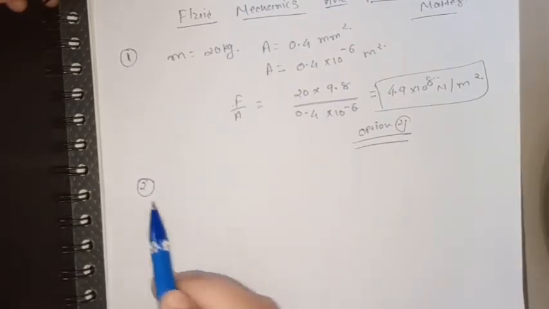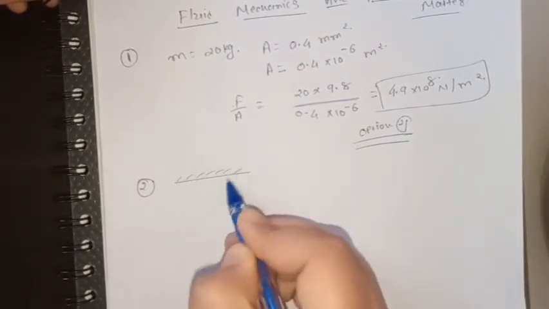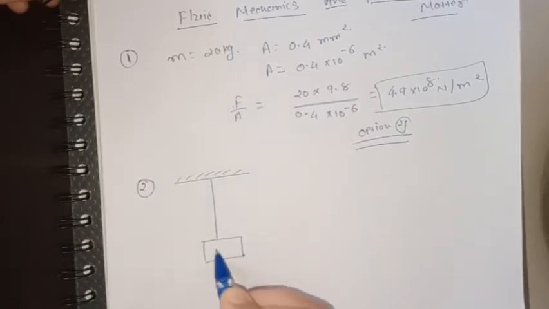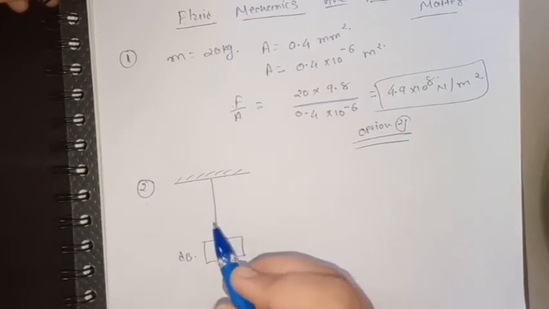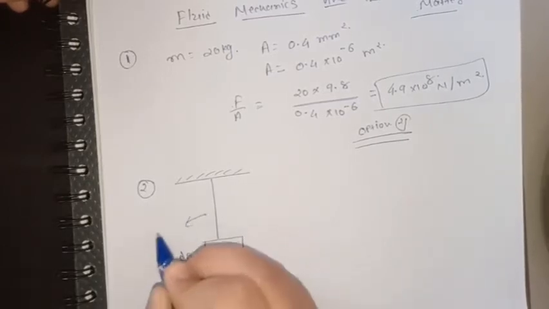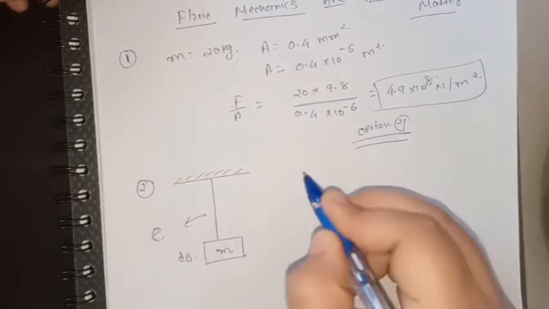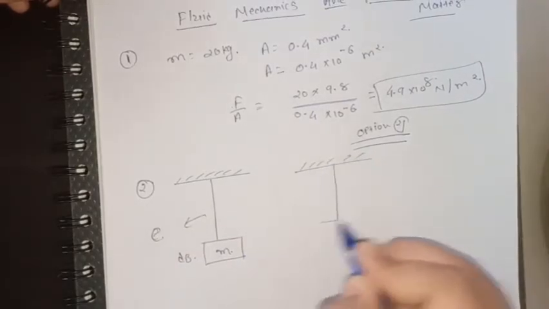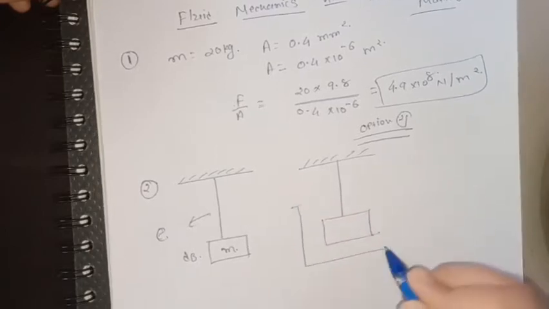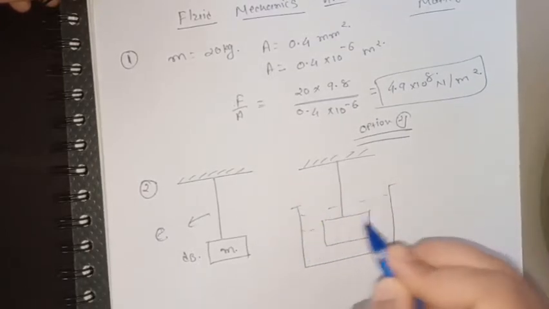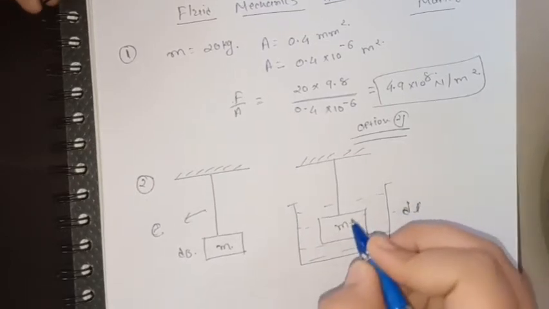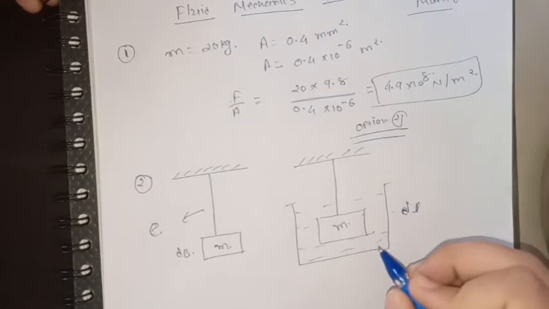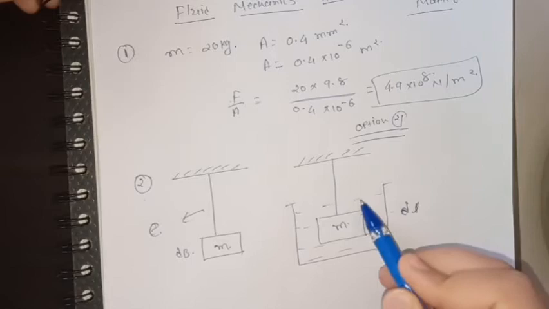In question number 2, it is given that initially a body of mass m and density dB is suspended from a wire, and due to this the elongation in the wire is E. Now the body is completely immersed in a fluid. The density of fluid is given as dl. This fluid is non-viscous. What will be the elongation in the string in this case?